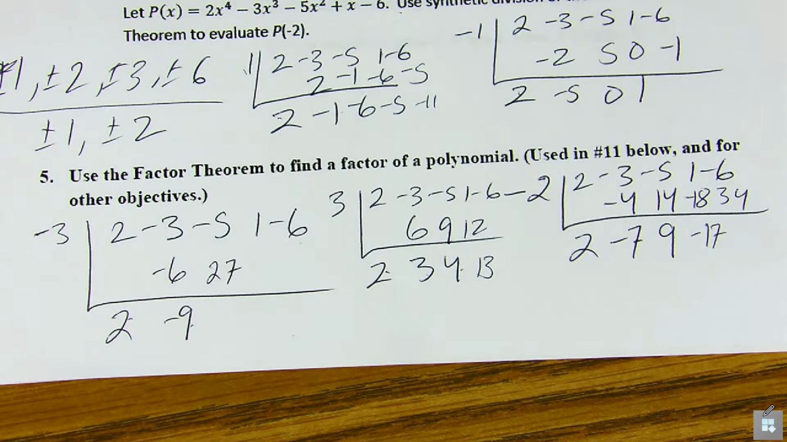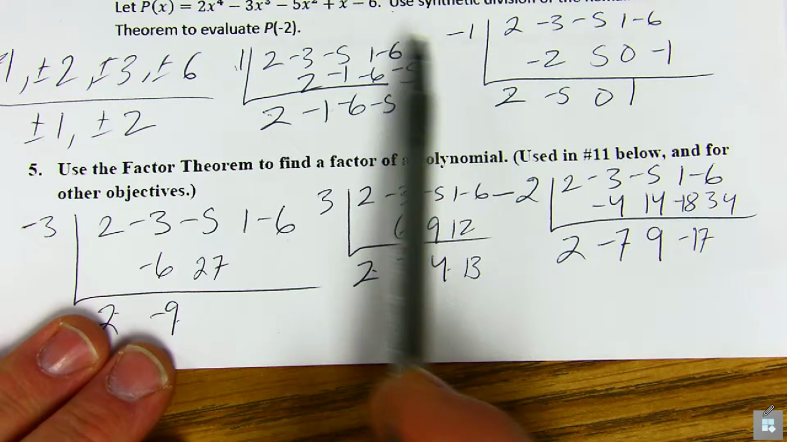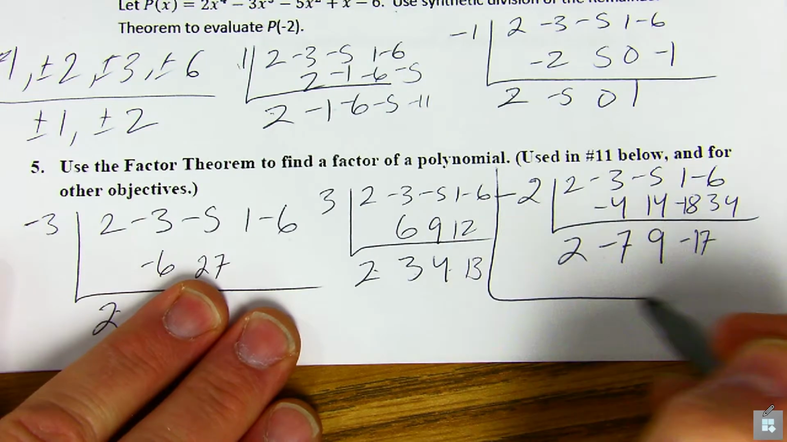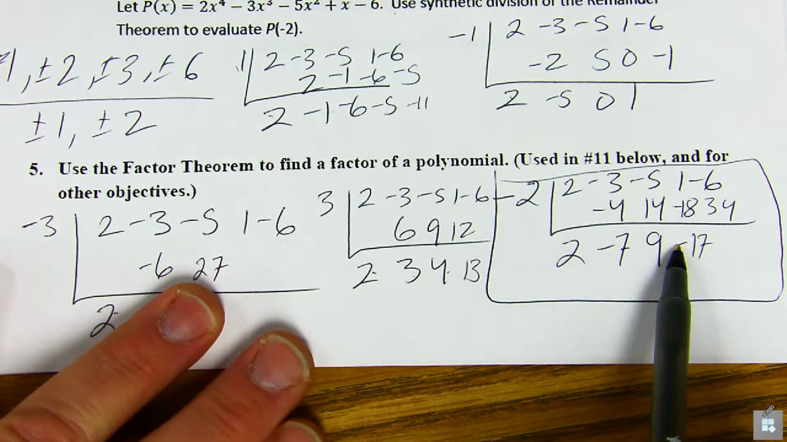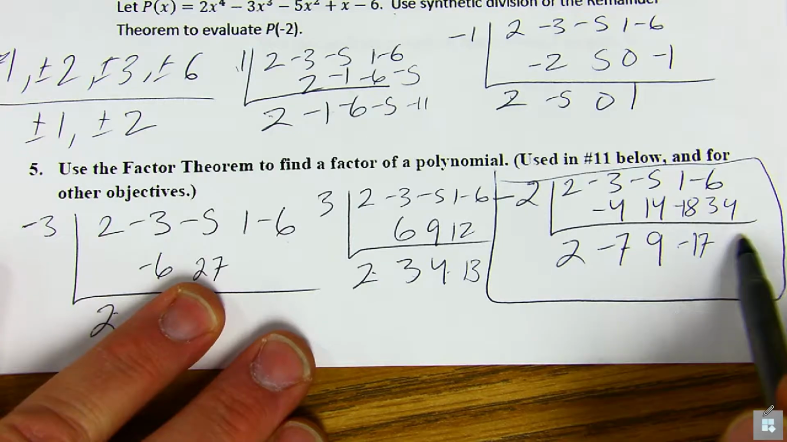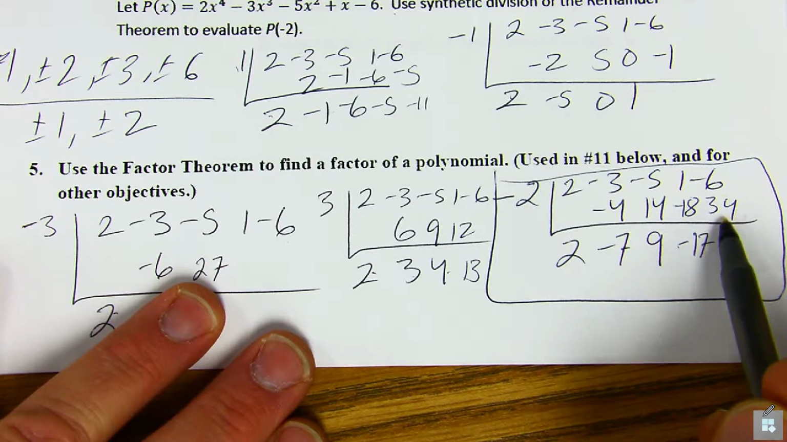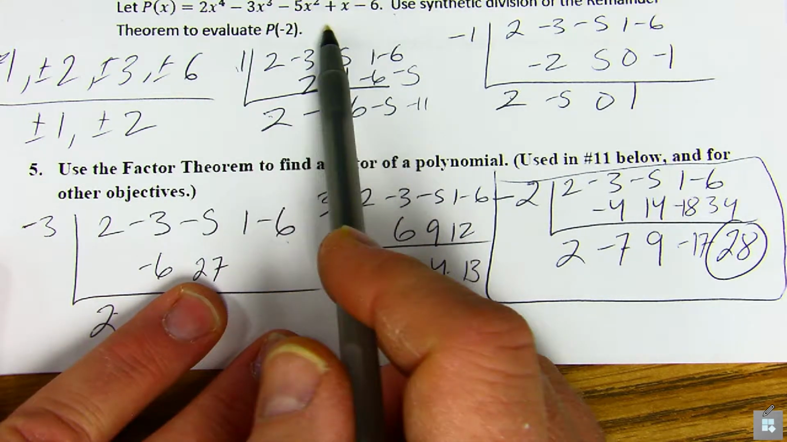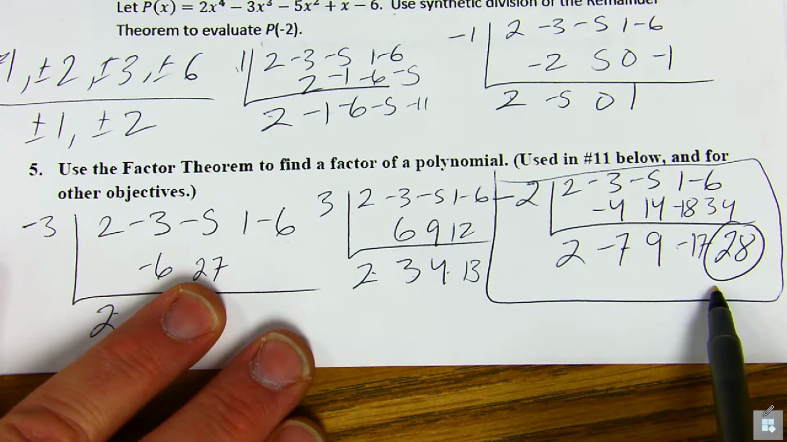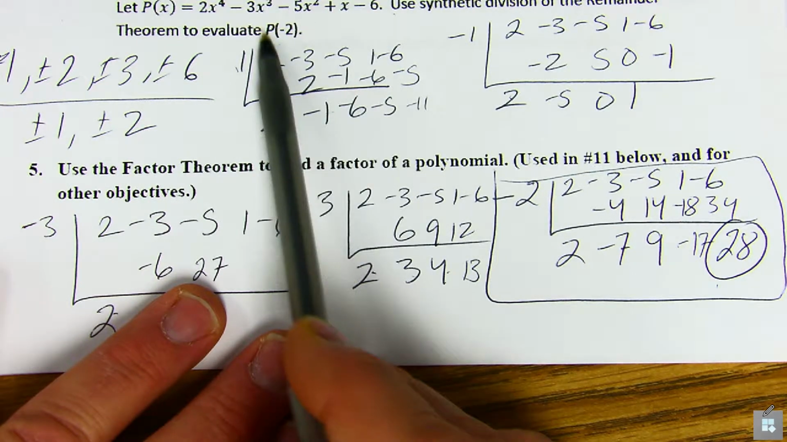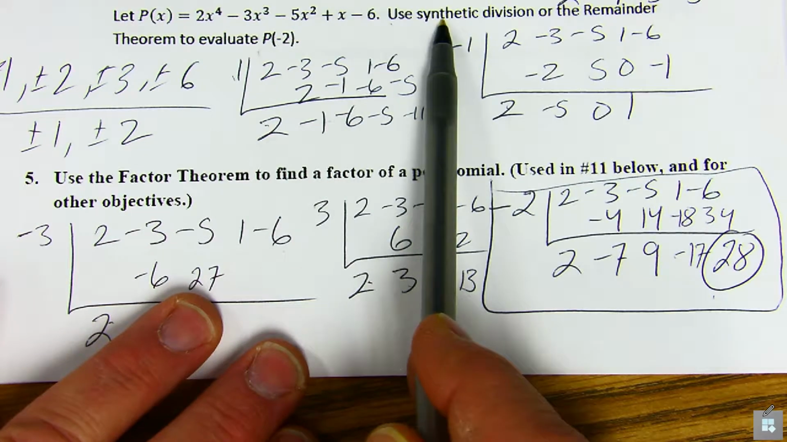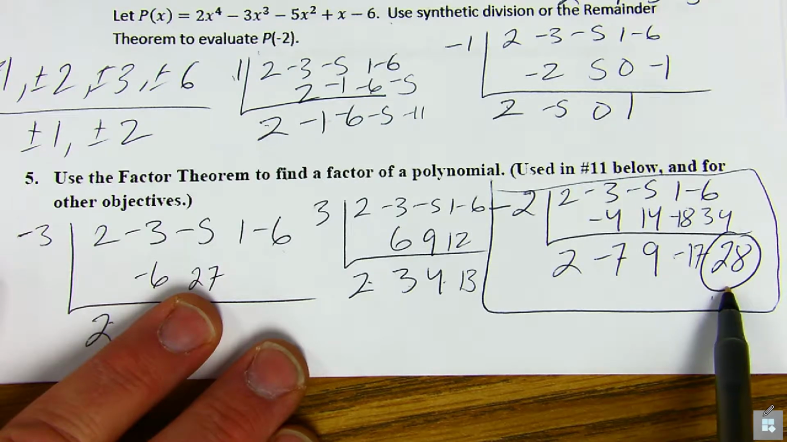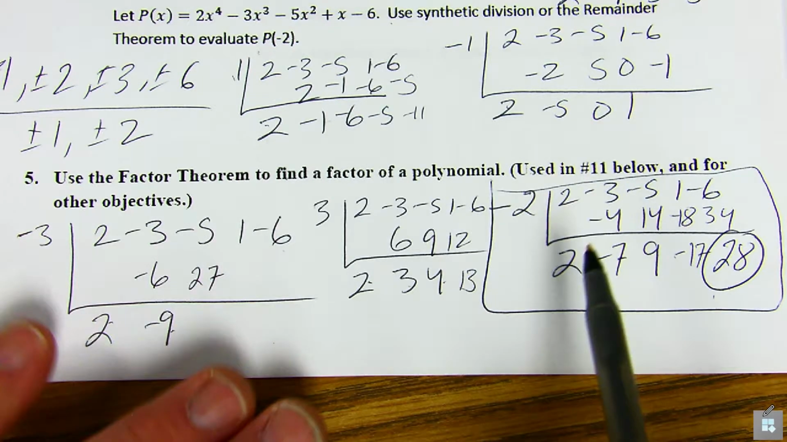They just wanted me to either use synthetic division or the remainder theorem to evaluate p of negative 2, which we got right here. So this is our synthetic division for p of negative 2. I didn't finish it out, but if we would have done it, we would have gotten 28. So p of negative 2 is 28. Now you could have just taken negative 2 and plugged it in and done the math in your calculator. That would work as well. Or again, you can use synthetic division and look for that remainder. Whatever that remainder is, that is what p of negative 2 is.